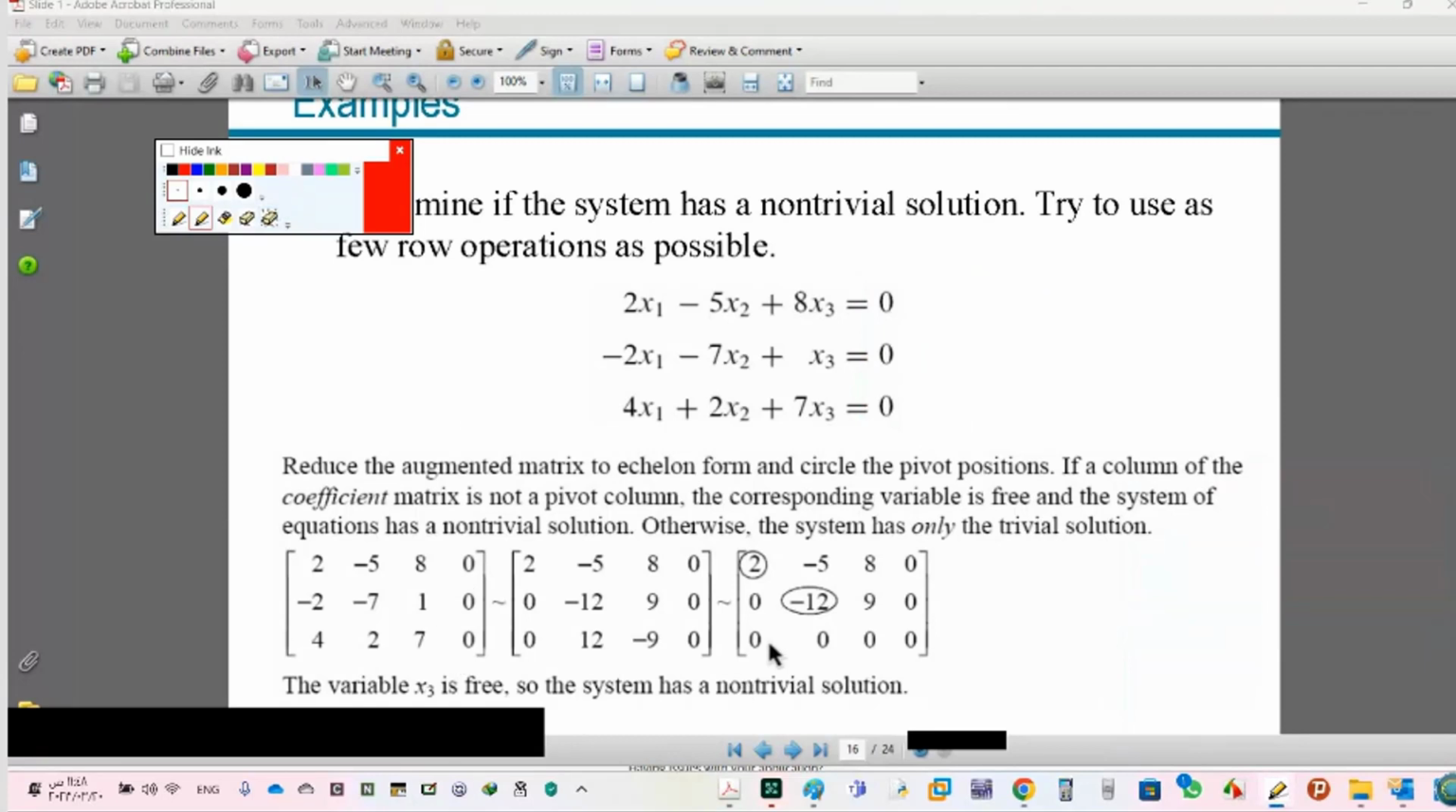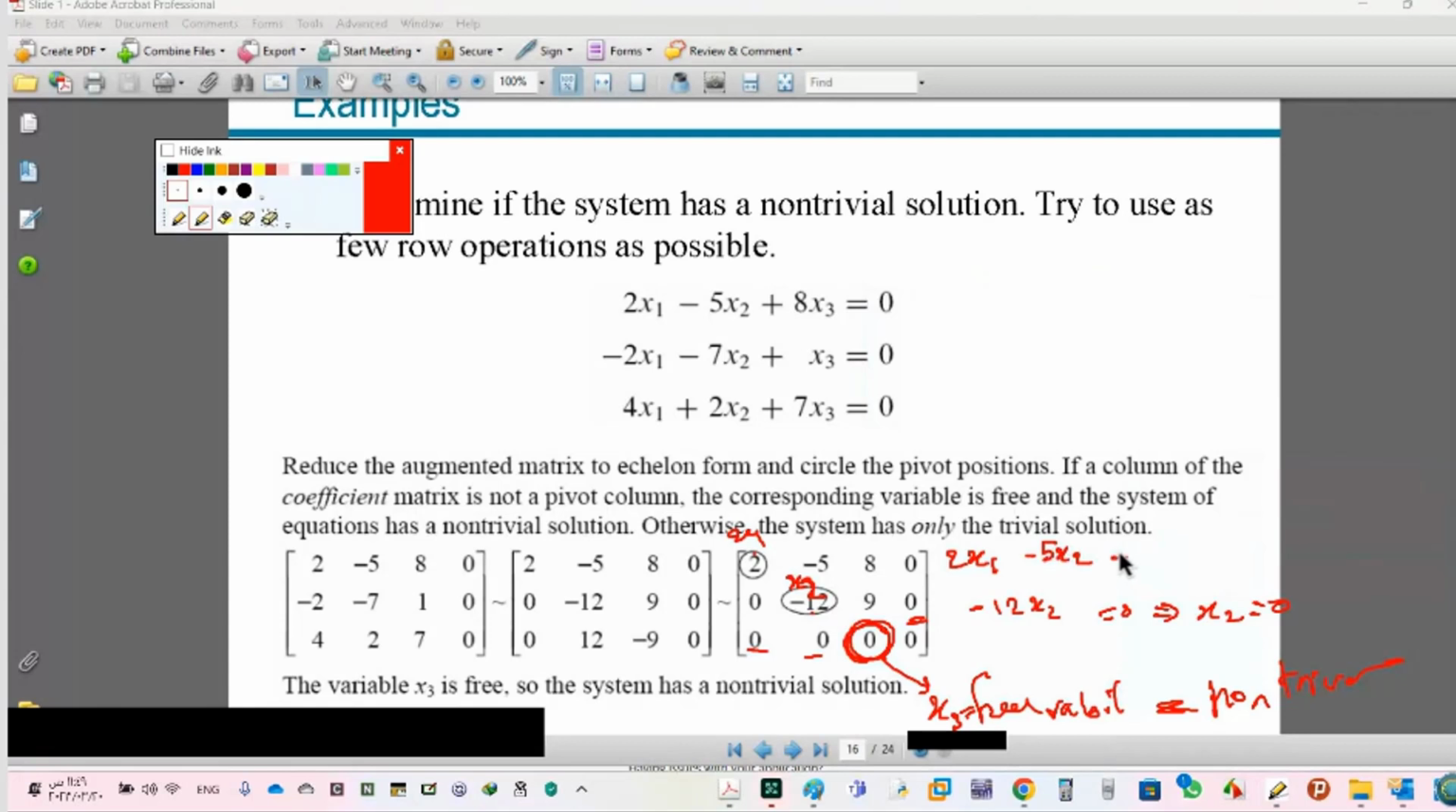Now let's solve. Here we have 0, 0. So x3 is a free variable. That means the system is non-trivial. Now I will write here: x2 equals 0. Now this one, 2x1 minus 5x2 plus 8x3 equals 0. Here x2 is 0, so we cancel this. So x1 equals minus 8 over 2 x3, which equals minus 4x3. Then you can write the answer as a parametric vector form.